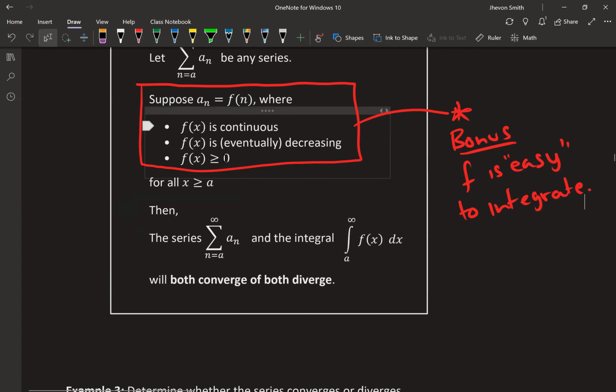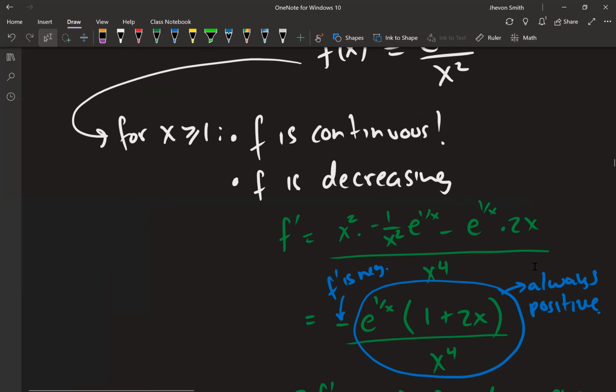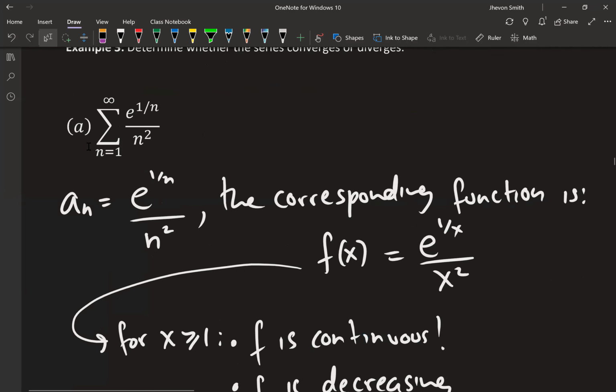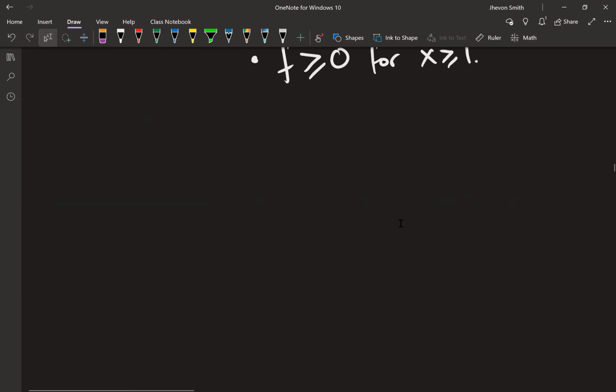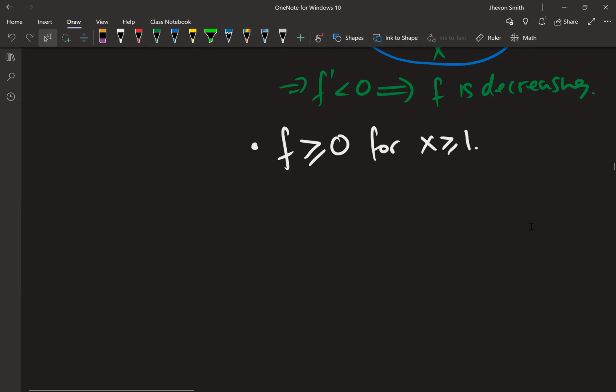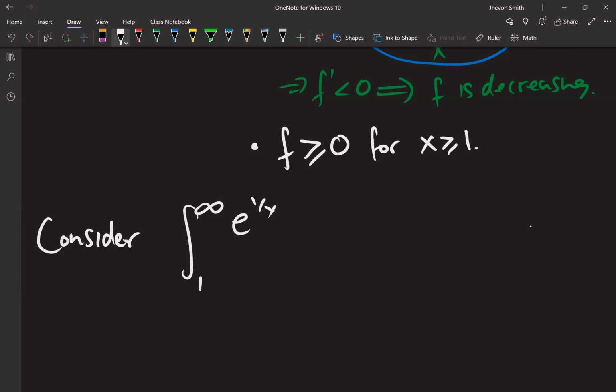In order to apply the integral test, these 3 bullet points must be fulfilled. Otherwise, the test is invalid. So these have to work out for the test to even be a thing. These 3 things work out for this particular series. So now what I'm going to do is I'm going to look at the improper integral. So now I'm going to consider the integral from 1 to infinity of e to the 1 over x squared.